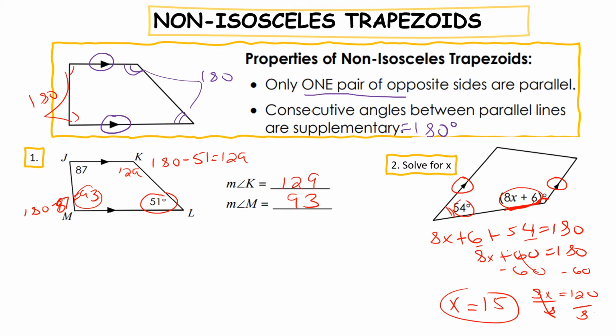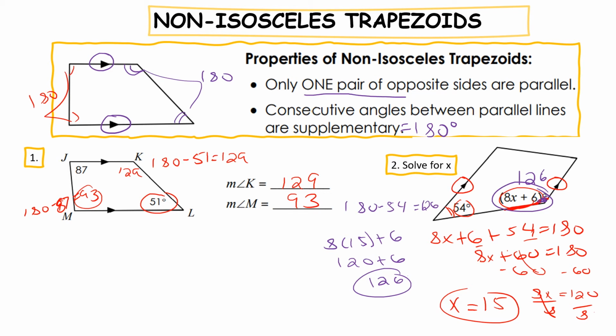So we could find the measure of this angle here. 180 minus 54 is equal to 126. So the measure of this angle should be 126. So if we plug in x, we should get 126. 8 times 15 plus 6. 8 times 15 is 120, and what do you know? 120 plus 6 is 126, so that checks out. So that's just the way that we could check our work here.